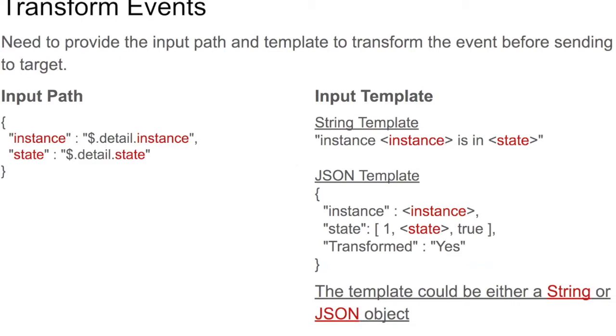Some services do not accept strings, like CloudWatch will not accept a string template, so you have to pass JSON. Lambda will accept string as well as JSON, so both these templates will work fine with Lambda. We'll see that in the demo as well.